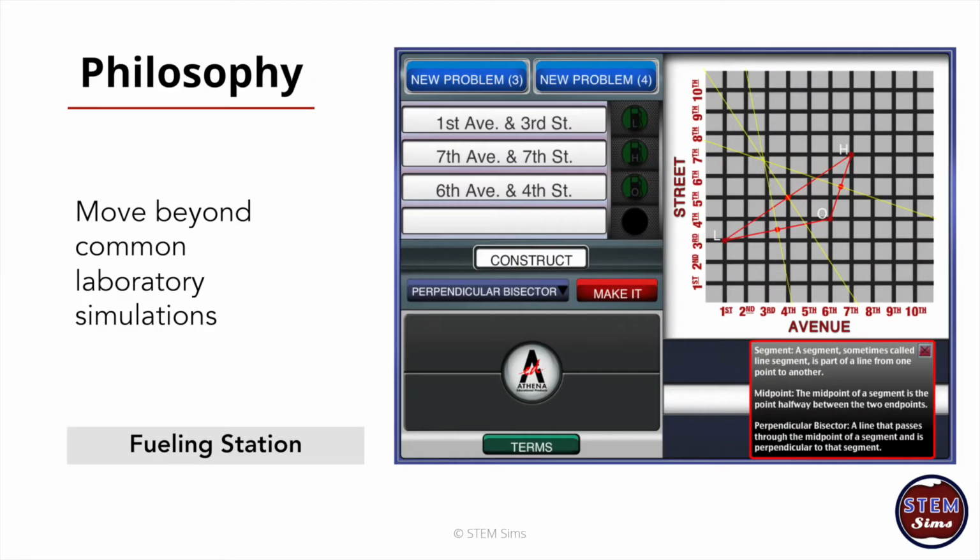STEMSIMS mathematics modules and applications are not drill and kill. Instead, mathematics is experienced in context. For instance, in the fueling station simulation, students use perpendicular bisectors to find the ideal location of a new fueling station that least impacts the 3 or 4 existing fueling stations.